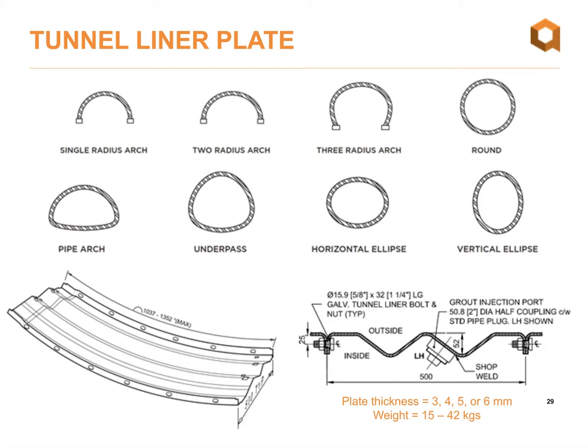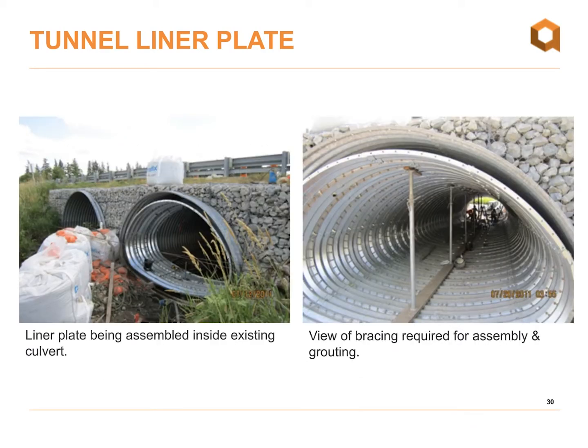We do also have aluminum tunnel liner plates, so those are obviously much lighter. If you have a site with difficult access or accessibility issues, those can be a great option for a lightweight alternative for ease of installation. That's actually what's shown here on this slide: an aluminum tunnel liner plate installation, again rehabilitating an existing structural plate pipe arch. You can see in the photo on the left that the liner plate is being assembled fully from inside of an existing structure.